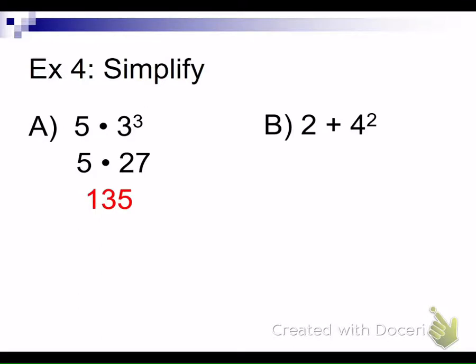All right, part B. So yes, I already heard you say this is going to be 2 plus 16. There aren't parentheses around the 2 and the 4, so don't add those first. You got to take care of the exponent first. That is 4 times 4, which, yes, 16. And 2 plus 16 is 18. Good.